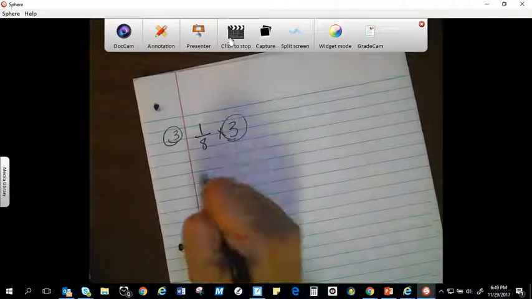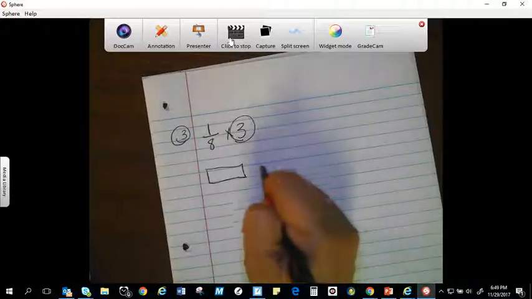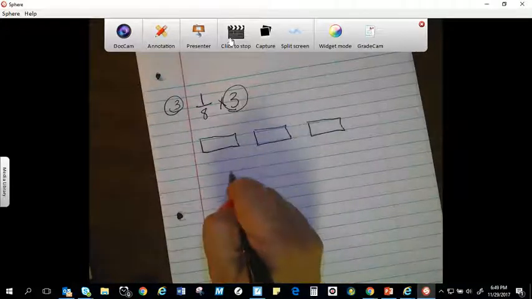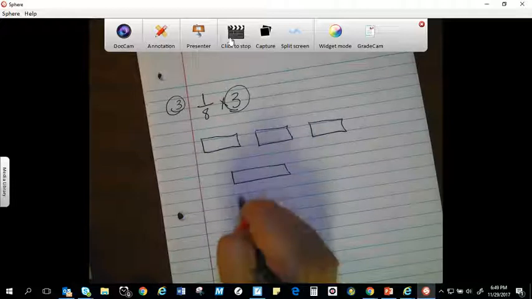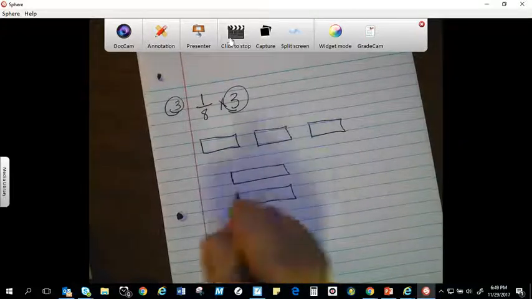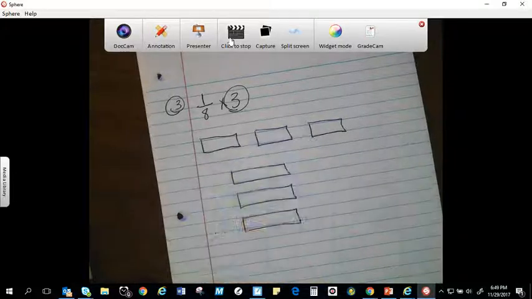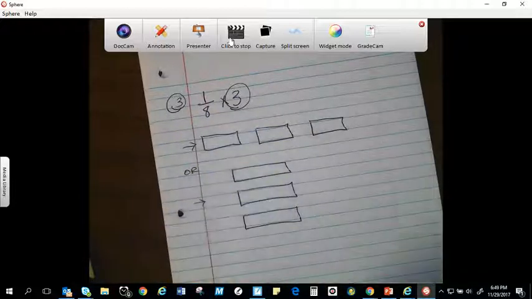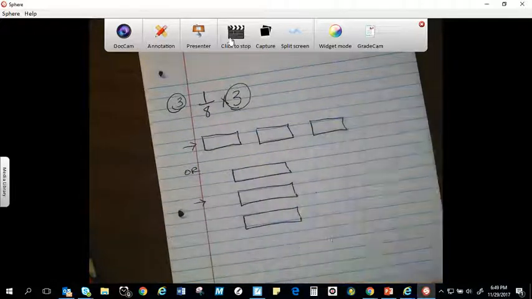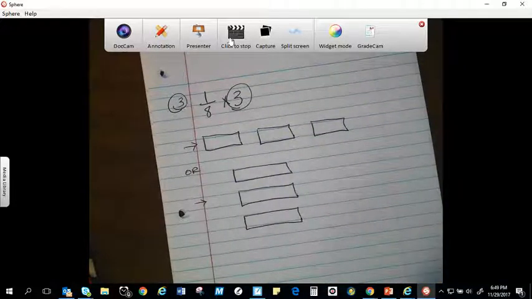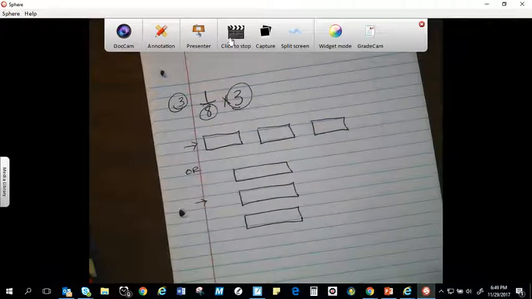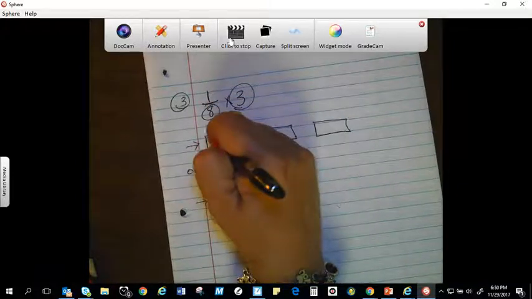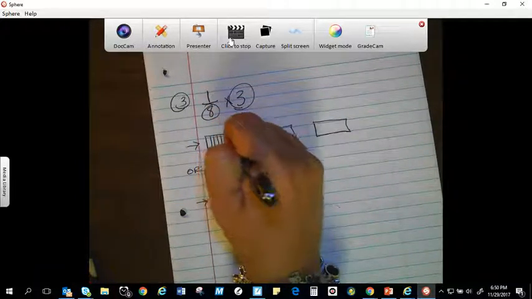Again, I'm going to have 3 boxes. You can do it like this. Today, some of you saw it better when you did it like this. So that's your choice. You can do it this way or this way. The important thing is, do you have 1, 2, 3 wholes? 1, 2, 3 wholes. Absolutely. My denominator tells me how many total pieces I'm going to have in each whole. So I'm going to have 1, 2, 3, 4, 5, 6, 7, 8.